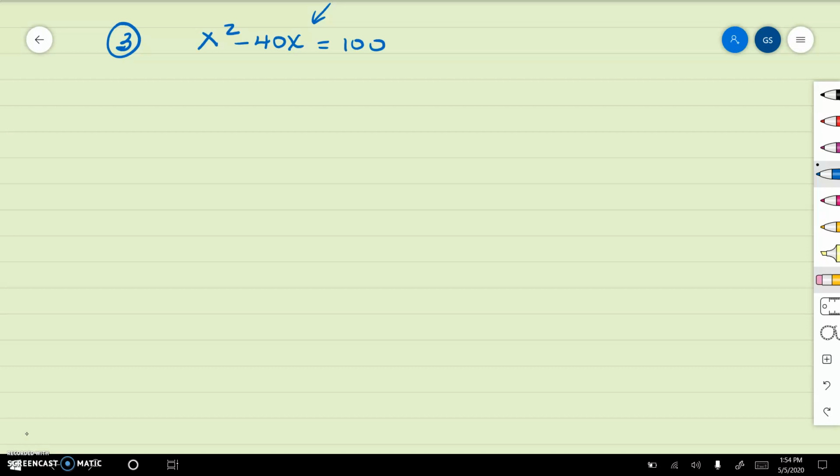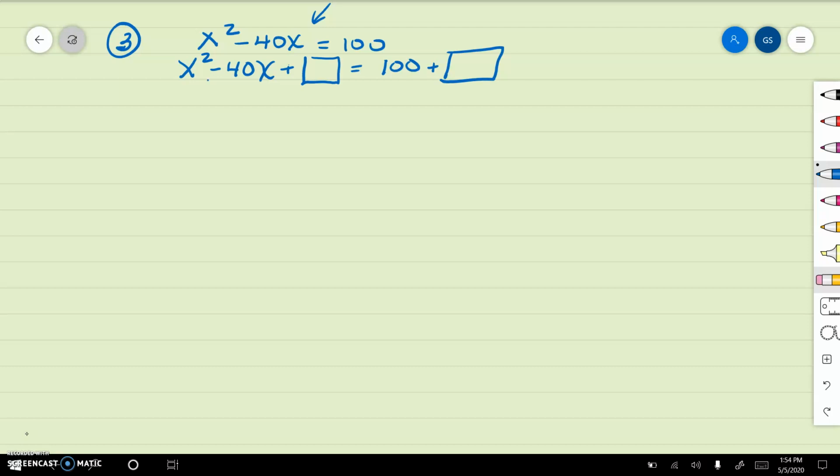Okay? 100 is a perfect square, but it is not a perfect square that would add up to, 10 plus 10 doesn't give you negative 40. So we have to find the right perfect square. So we're going to bring down x squared minus 40x and put a box in. A square equals 100 plus a square.